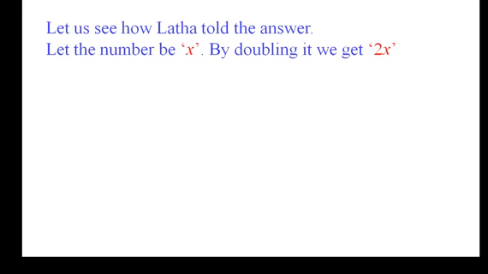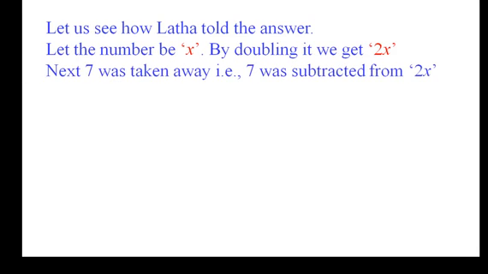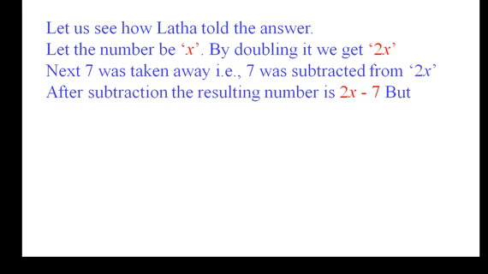Let the number be x. By doubling it, we get 2x. So here the unknown number should be taken as x. According to the question, we have to double the number. That means 2x. Next, 7 was taken away. That means 7 was subtracted from 2x. We will get 2x minus 7 after subtraction. The resulting number is 2x minus 7.